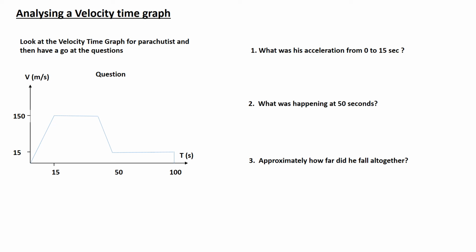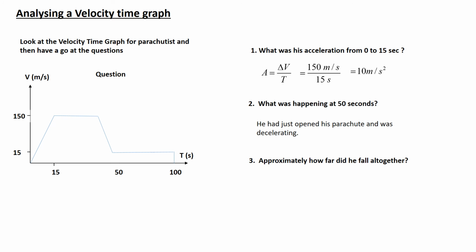Looking at the graph below, this is a velocity time graph. We're going to break up the graph into 3 parts to answer the 3 questions. Firstly, what is the acceleration from 0 to 15 seconds? We need to look at the change in velocity, which is from 0 to 150. Change is v minus u, which is delta, 150, divided by 15 seconds, which gives me 10 meters per second squared.